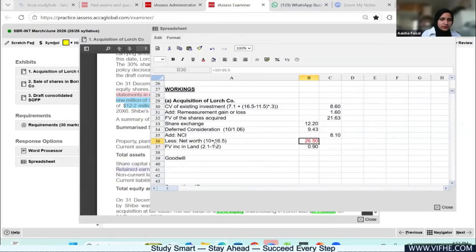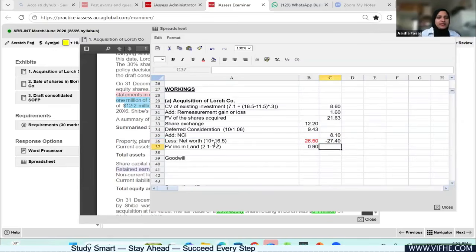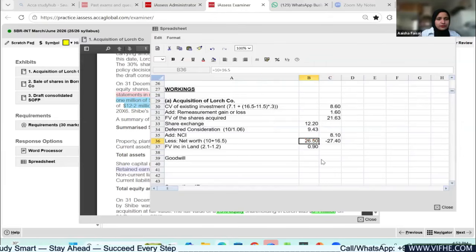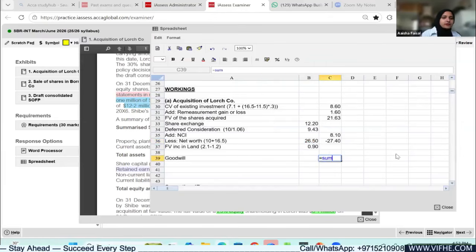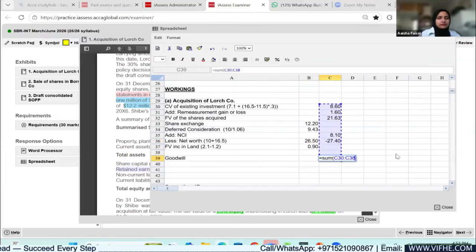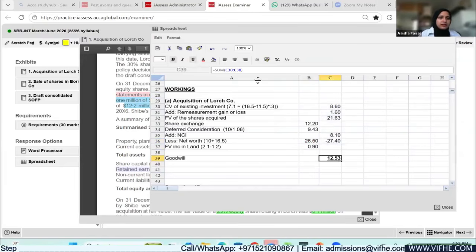So this is in total, including the land, 27.5, 27.4. So this is giving me a goodwill of 12.53.